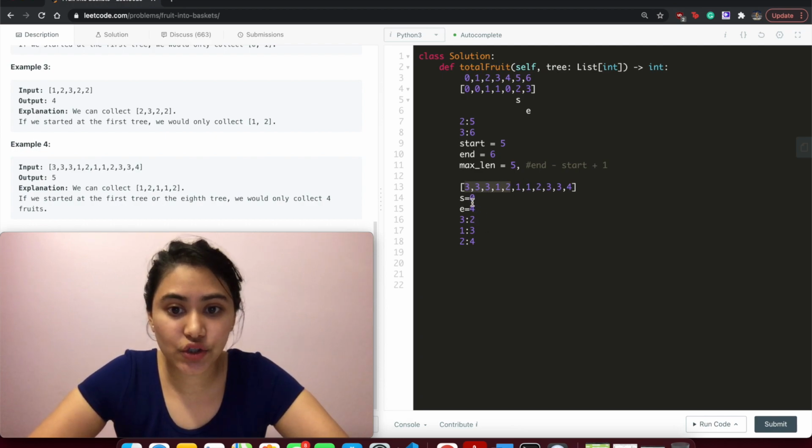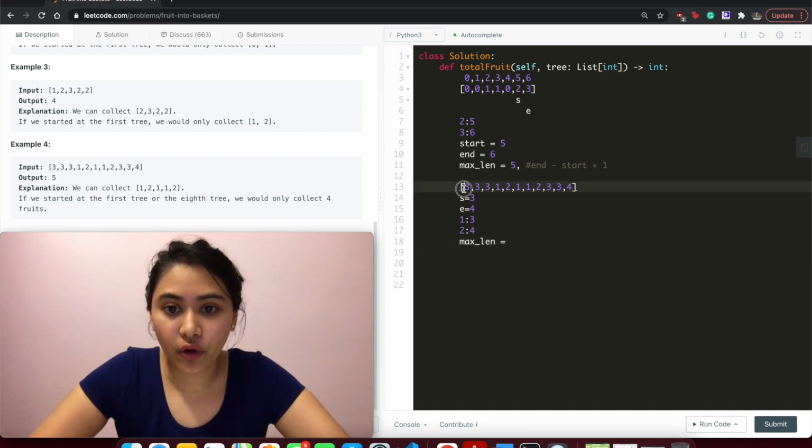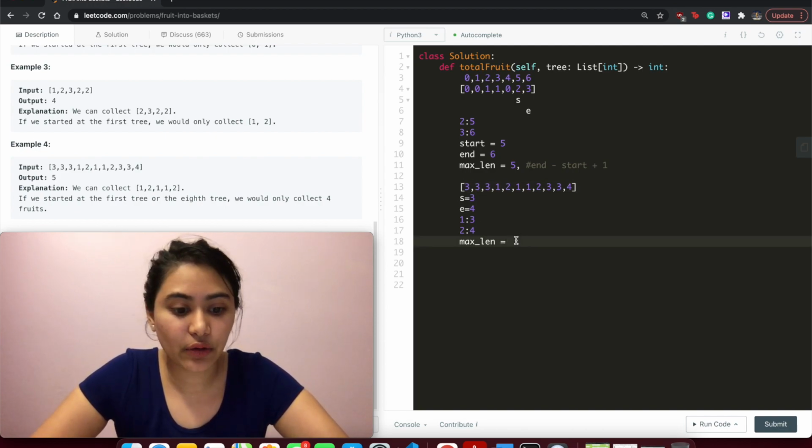We need to update start to the least recently seen fruit plus 1. So start becomes 3. Get rid of the least recently seen fruit. And now our new sequence is 3 to 4, or fruits 1 to 2. And of course, we also wanted max len. So this was over here, 4. So right now it's at 4. Our length right now is 2.